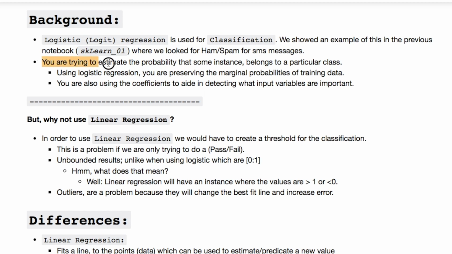Basically, what you're trying to do is estimate the probabilities for some instance belonging to a particular class. Using logistic regression, you're preserving the marginal probabilities. You're also using the coefficients to aid you in detecting what input variables are important.